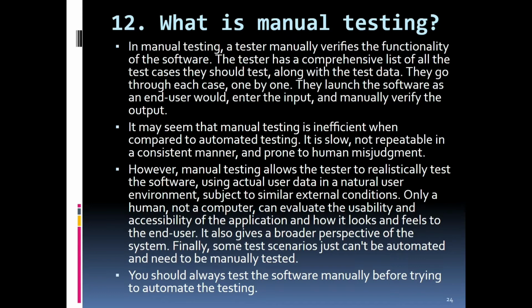Only a human, not a computer, can evaluate the usability and accessibility of the application and how it looks and feels to the end user. So basically, automation can't tell you how it looks and feels. Only by manual testing can you tell someone how your application looks and feels to the end user. Finally, some test scenarios just can't be automated and need to be manually tested. So that also comes under manual testing.